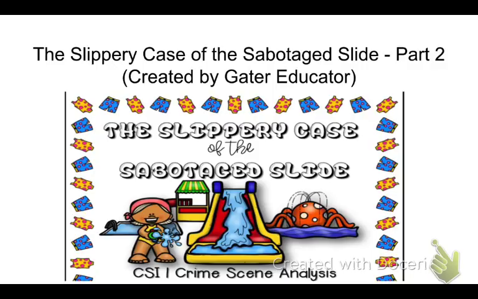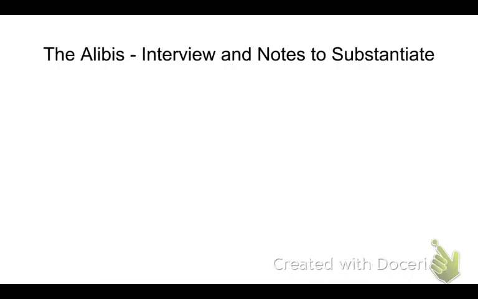To recap, we read a newsletter that helped us decide if the suspects had motive, meaning a reason for wanting to do this damage to the water park. Next, we are going to go to the alibis. So we will be reading through the interviews of what the suspects actually had to say, as well as notes to substantiate, meaning we're going to check to make sure they were telling the truth. And then this will also help us to decide who, if anyone, we can eliminate as a suspect.